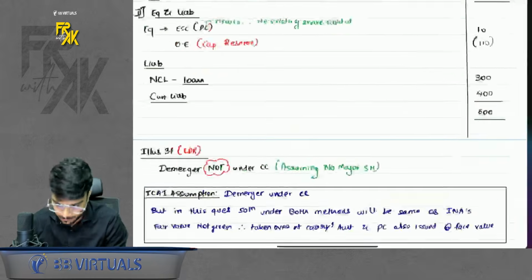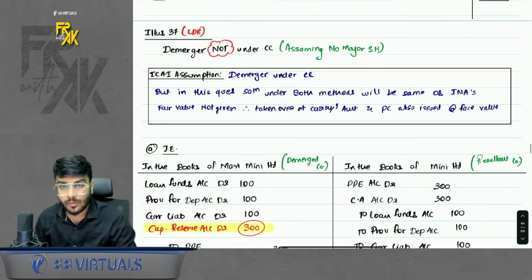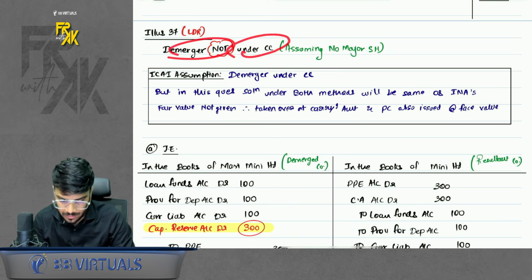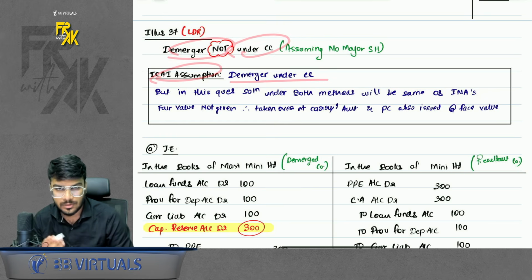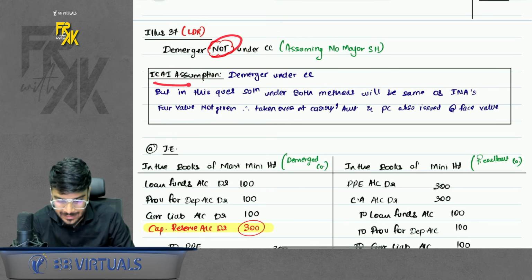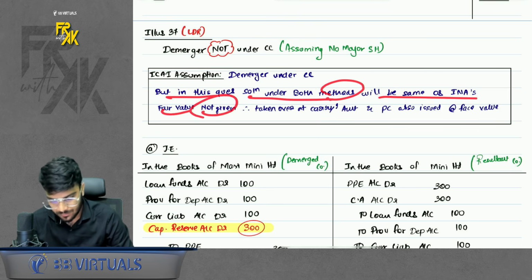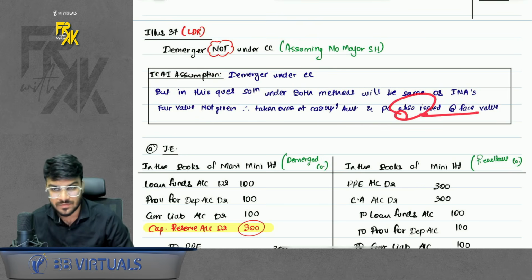Do remember. Chalo, now what is there? First I have assumed demerger not under common control, but ICI's assumption is demerger under common control. But in this question, solution under both the methods will be the same, as fair value is not given. And PC is also issued at face value in this question.